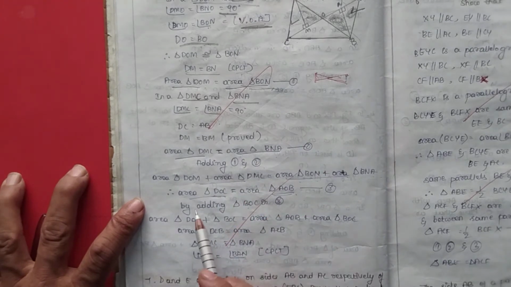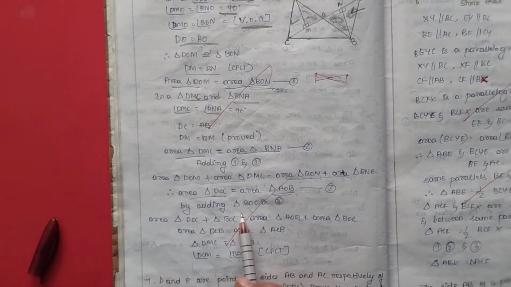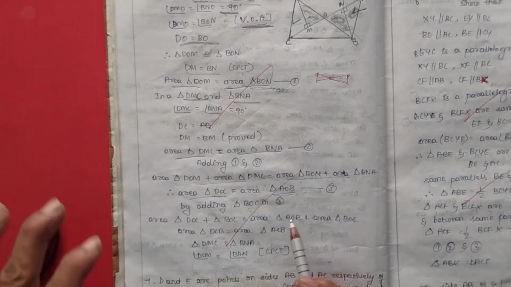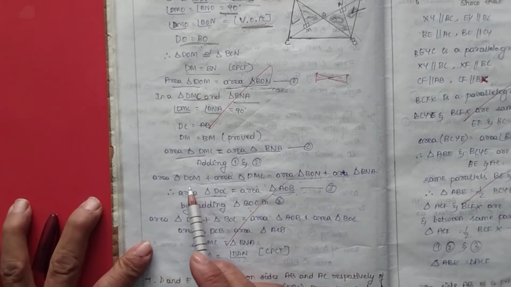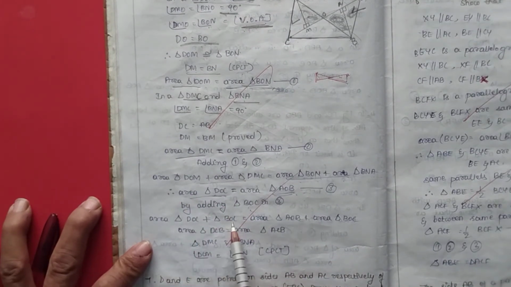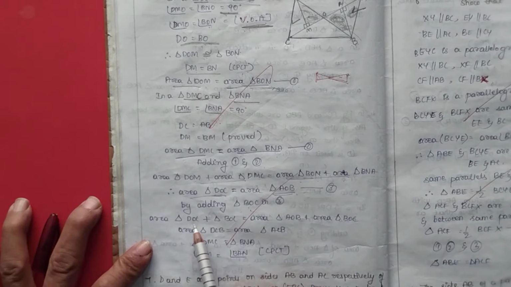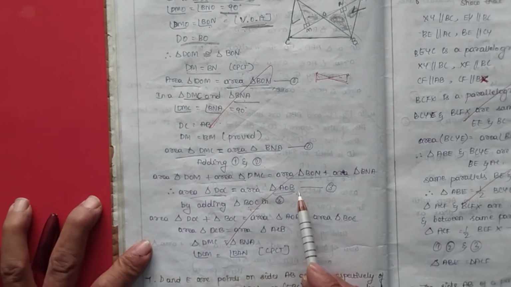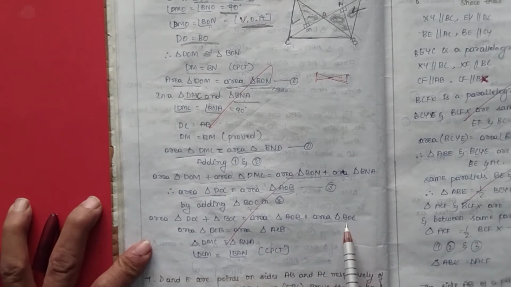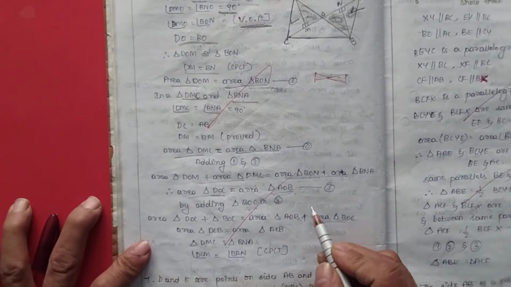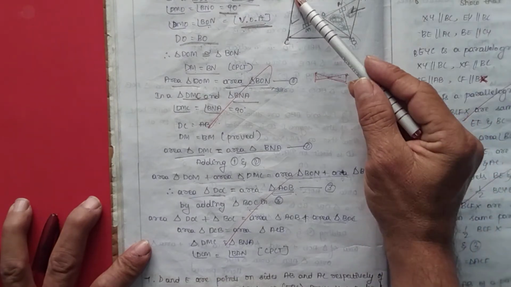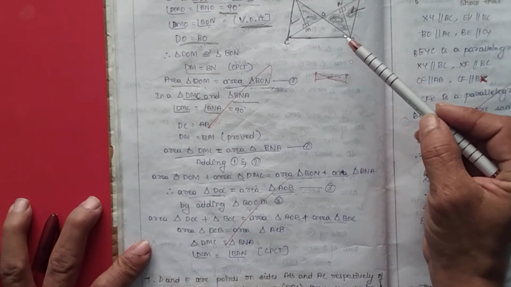After that, by adding triangle BOC in equation 3, DOC plus BOC, we are adding to the right-hand side, angle AOB plus angle BOC. We are adding. After that, you see angle DOC plus BOC.